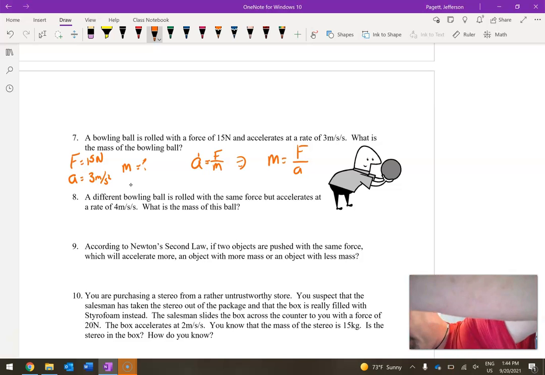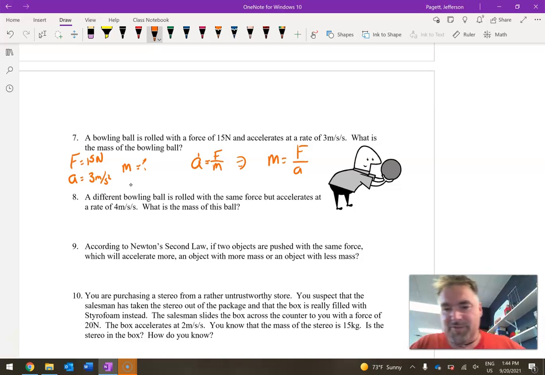Sorry, I'm in the process of trying to plug in my computer so it doesn't die on me. And there we go, now it's going.